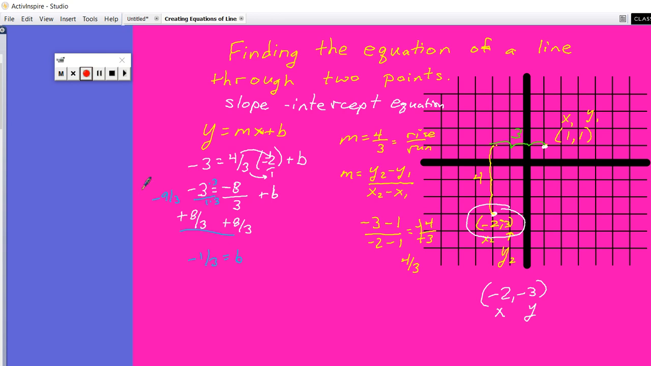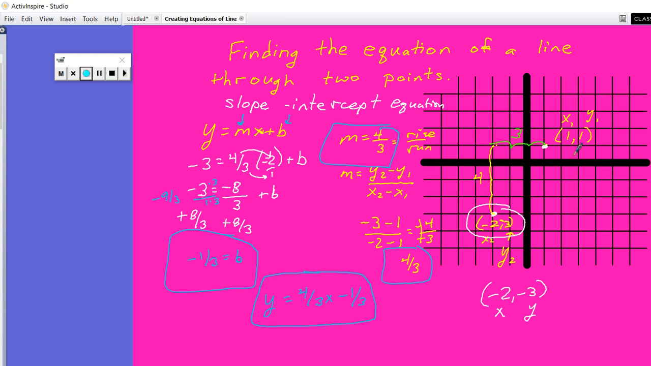So I now know b, and I know my slope, which I can use either of, they're the same slope. So I now just have to write those in place of m and b. So y equals m, 4/3 x, and b is negative 1/3. So that is the equation in slope-intercept form.